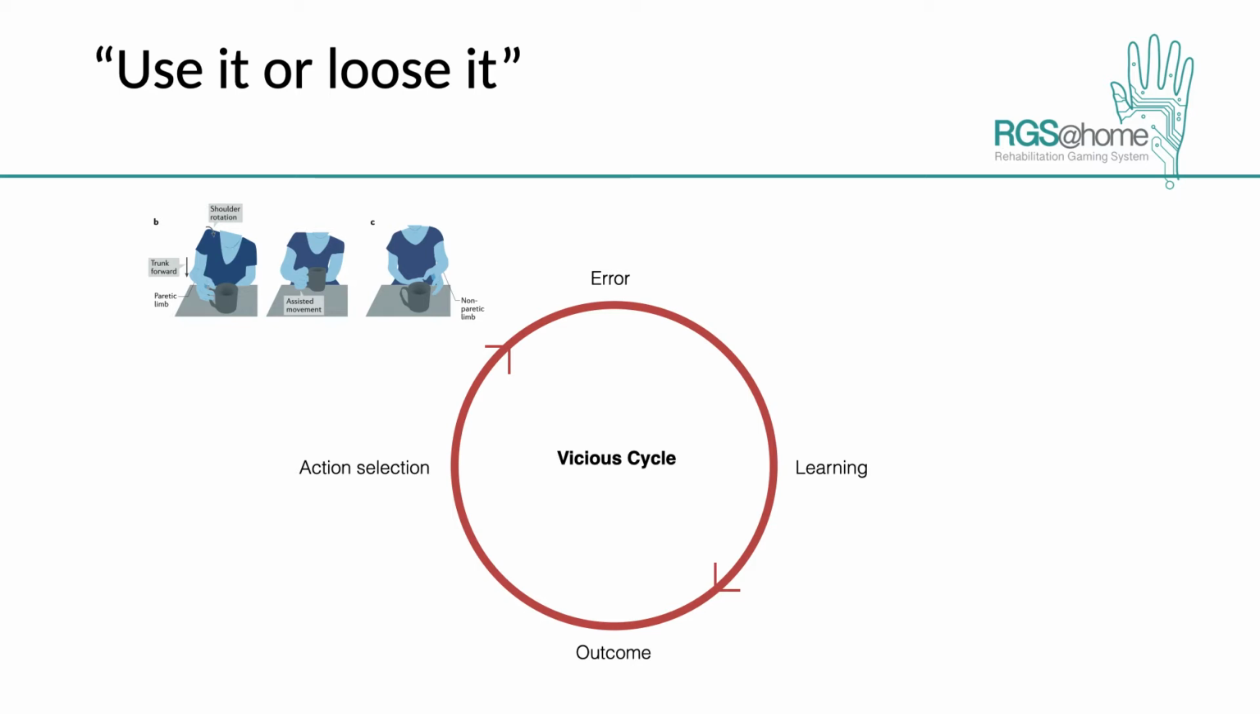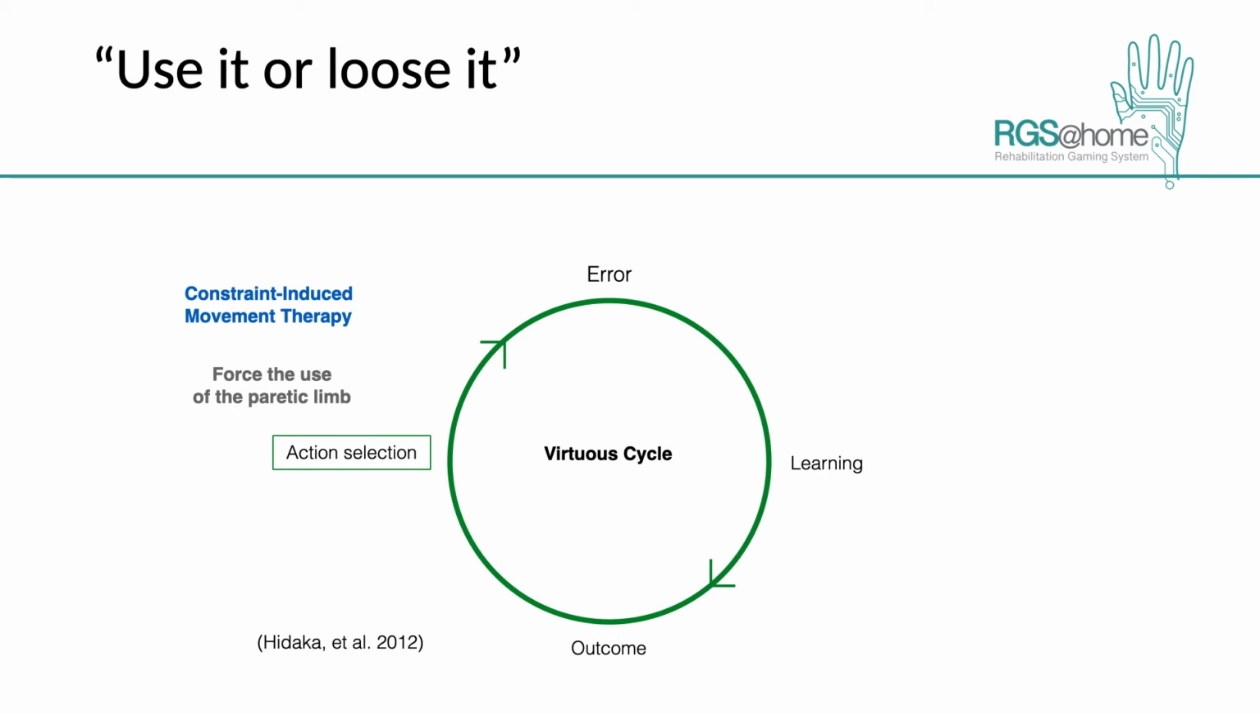But there is a way to stop and even reverse this vicious cycle, and it has been proposed before, originally by Taub and further explored by other authors, and this is a therapy called constraint-induced movement therapy. So this therapy proposes to restrain or constrain the movement of the less affected arm, so this overuse of the non-affected arm cannot take place, and the patients are somehow forced, therefore, to use the more affected arm to perform the activities of daily living. So it operates at the level of action selection.